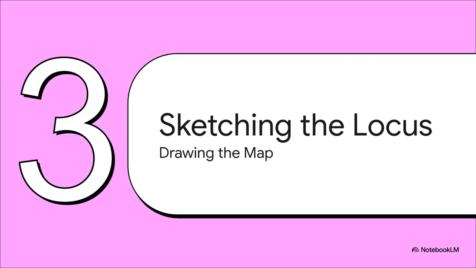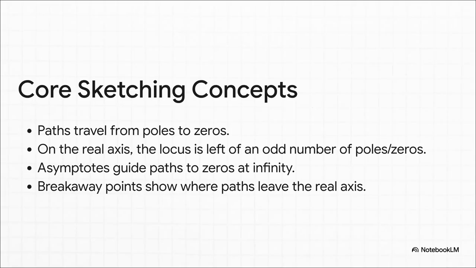Okay, so we've got our starting points and our destinations. But how in the world do we draw the roads between them? Well, luckily, we don't have to guess. There's a handful of really simple but powerful rules that let us sketch the entire locus. Now, there are actually 7 formal rules, but you really only need to get these 4 concepts.